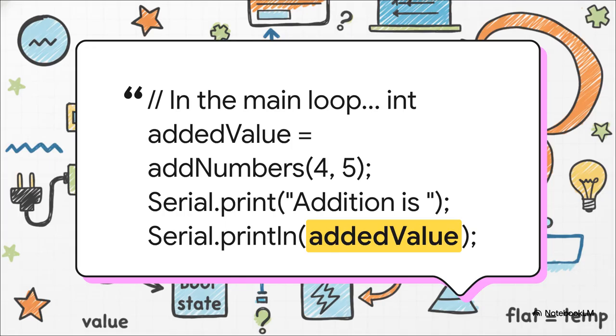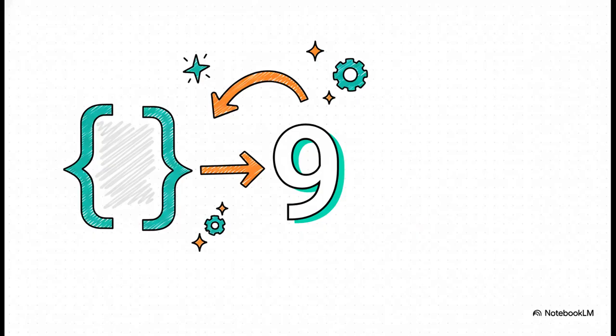So how do we actually use this thing? Well, back in our main loop, we can create a new integer variable, let's call it added value, and we set it equal to the result of our function, add numbers 4, 5. What happens then is the program pauses, jumps over to the add numbers function, does the math, 4 plus 5, and then sends the answer back, and that answer gets stored right inside our added value variable. Pretty slick, right? And the value it sends back is, you guessed it, 9. The most important idea to really get here is that the code add numbers 4, 5 doesn't just run, it actually becomes the number 9. It's like it gets replaced by the value that the function returned.